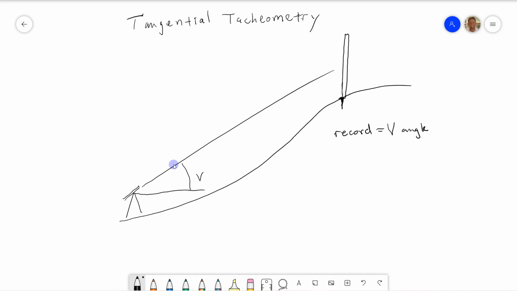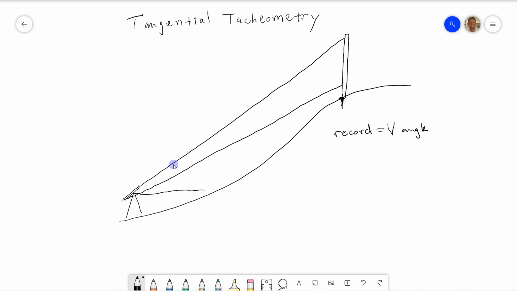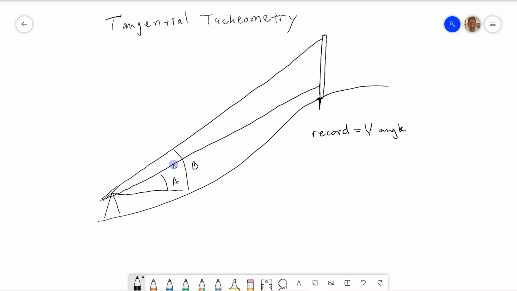So here we go. You're going to start kind of over. In tangential tacheometry, you're going to hit two points. You're going to go kind of low to the bottom and up towards the top. You're going to record those angles. Let's call this one angle A and angle B. You're going to go angle B minus A, and that's going to give you this.